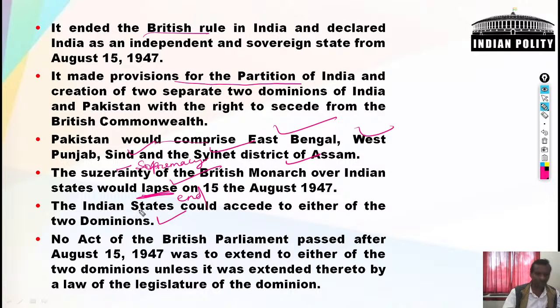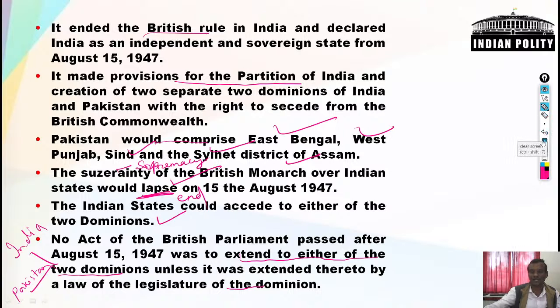Then no act of the British Parliament passed after August 1947 was to extend to either of the two dominions, that is India and Pakistan, unless it was extended by the legislature of the dominion. This is the thing about your 1947 Act.